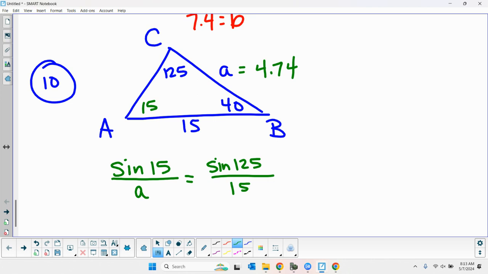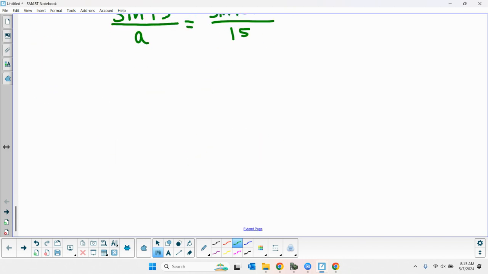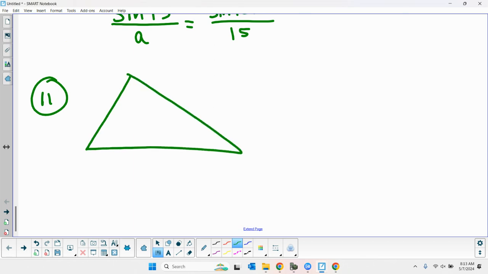All right, number 11, gave you a picture of it. And it was ABC like this. And you were given side A was 9, and side B was 10, and side C was 11. And use the law of cosines to solve for angle B. All right, so we're looking for what this is. That means we got to start with the B squared.